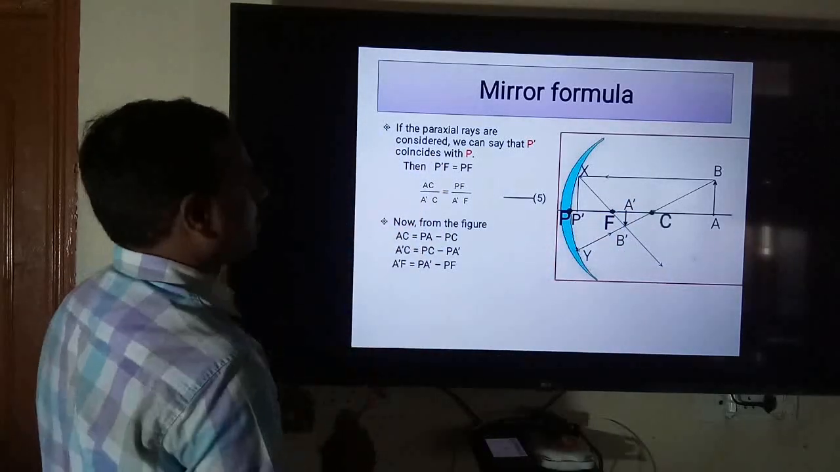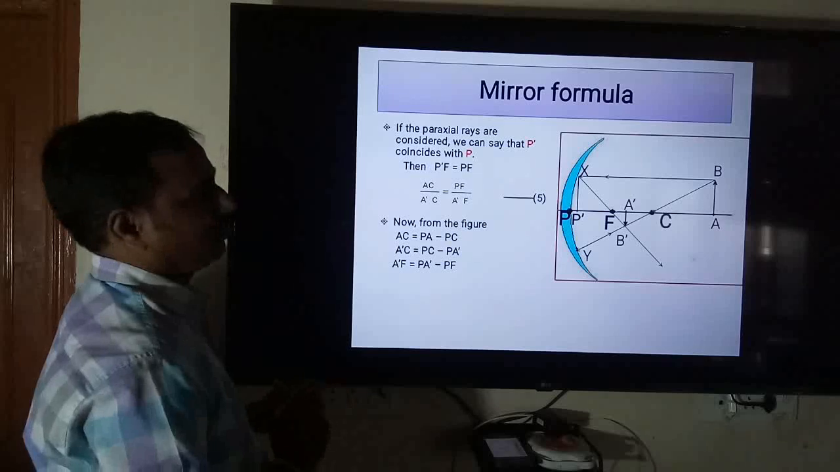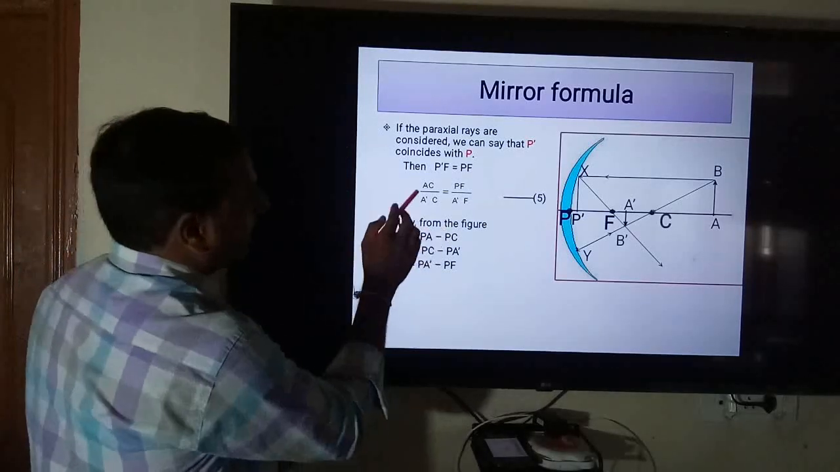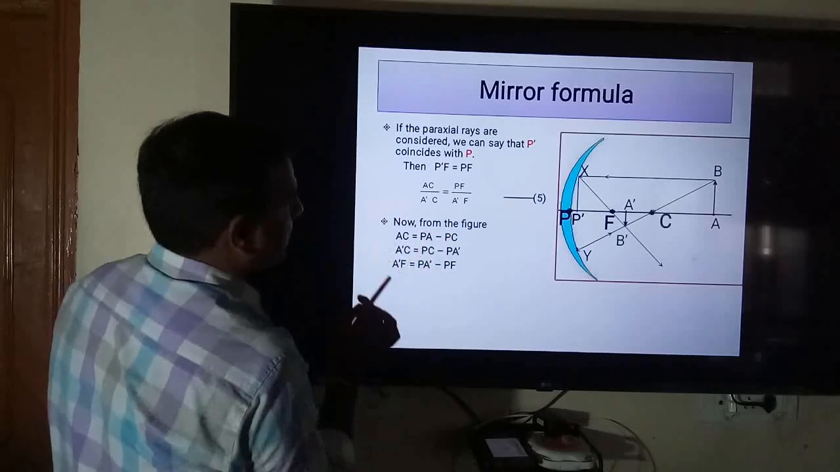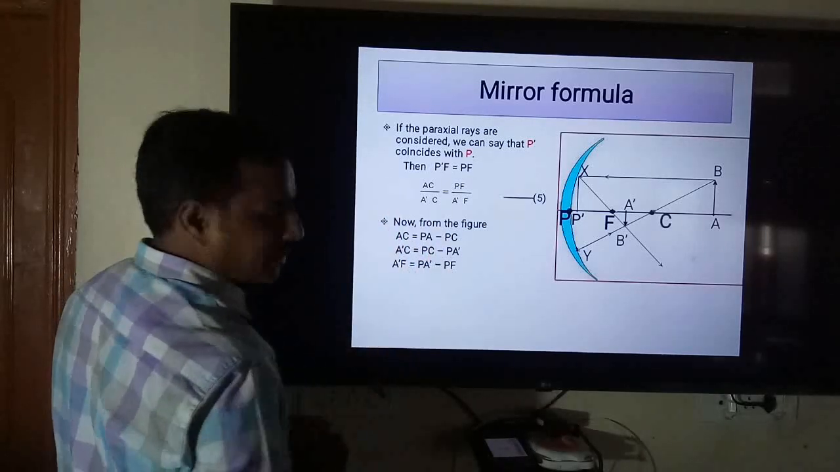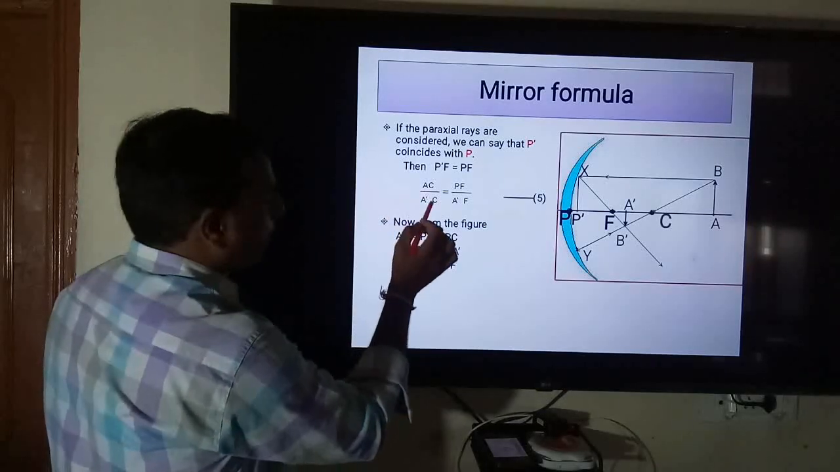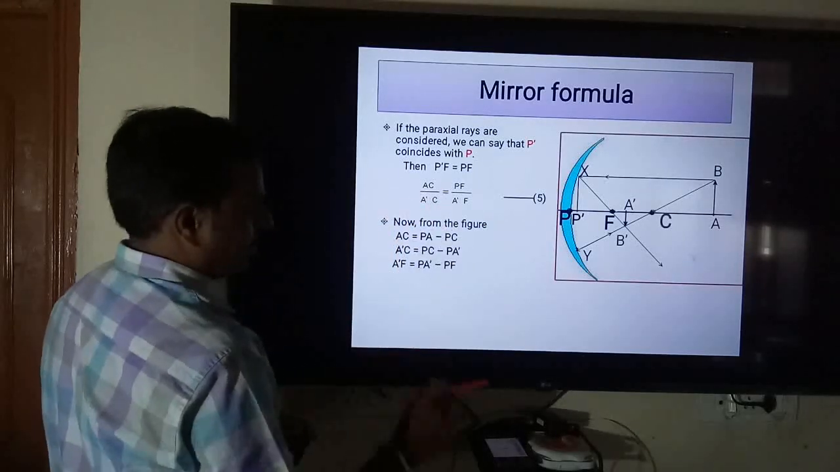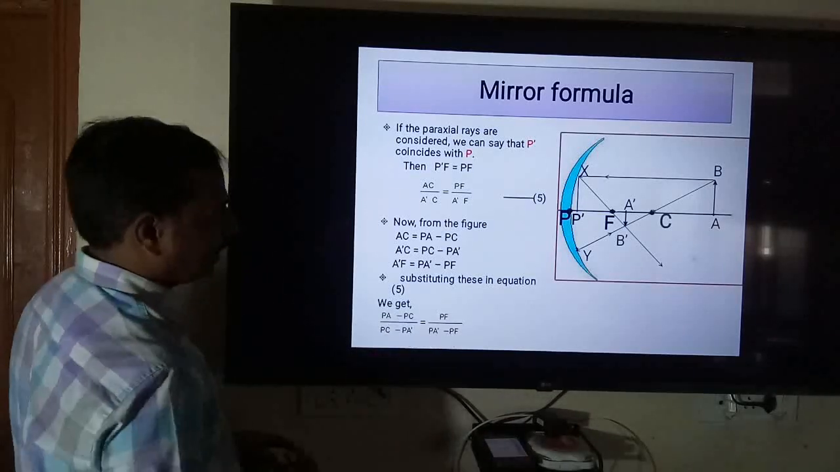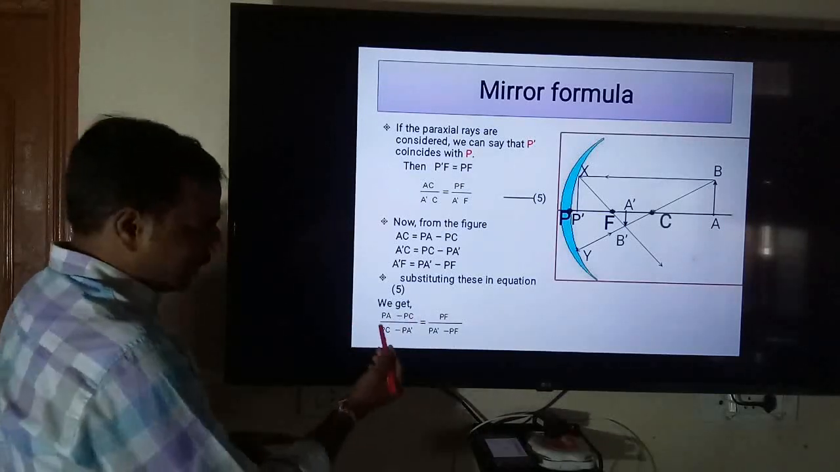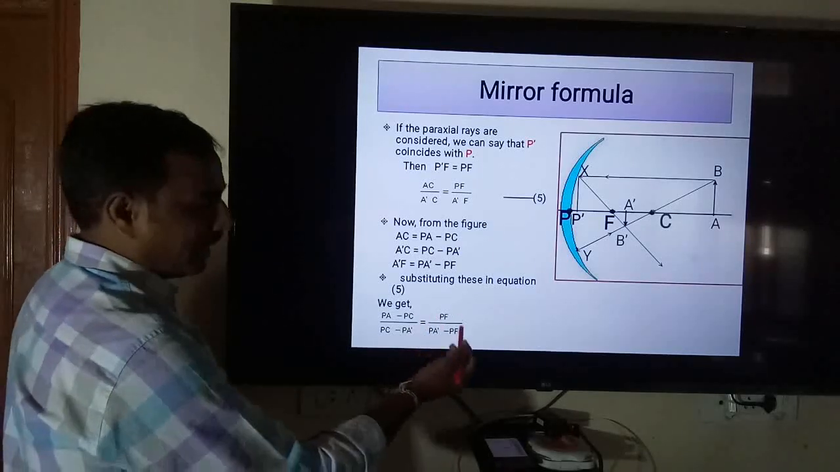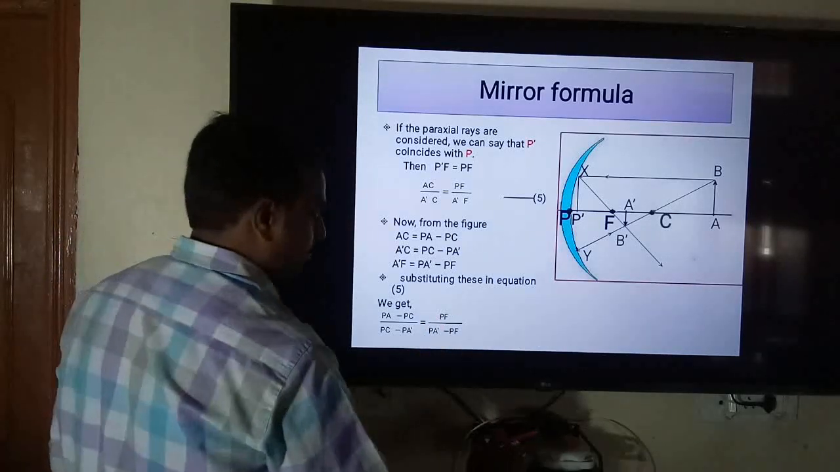So these we are going to substitute in equation number 5. If we substitute these values, what do we get? AC is PA minus PC, by A'C, which is PC minus PA', is equal to PF by A'F. Observe here. If we substitute these, we get PA minus PC by PC minus PA' is equal to PF by PA' minus PF.